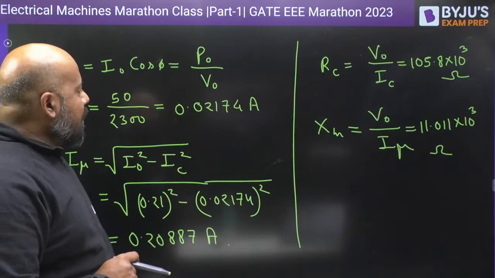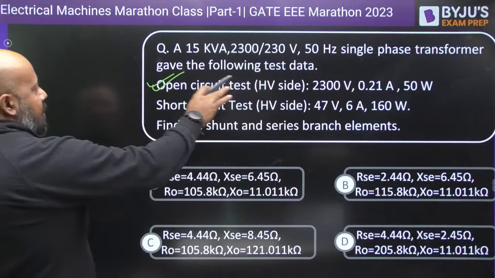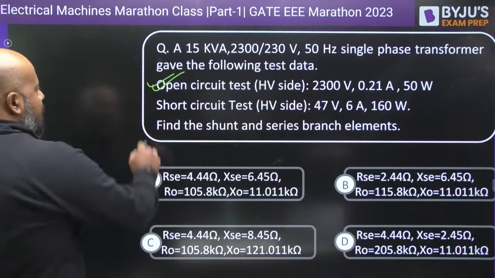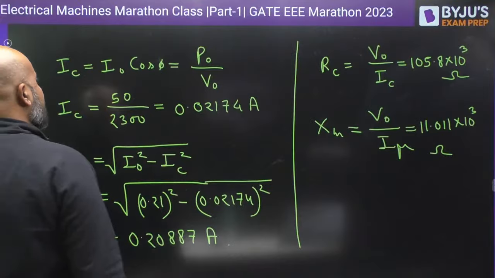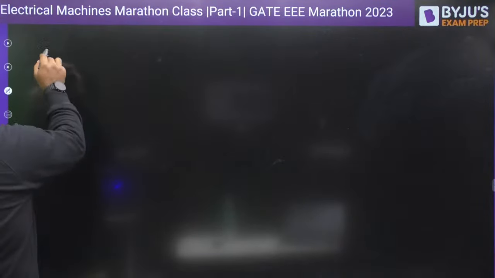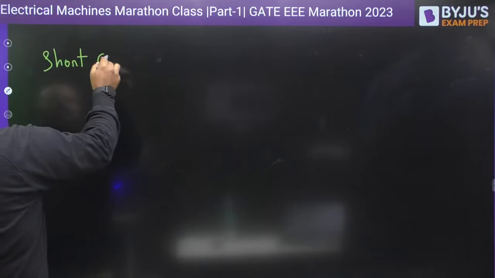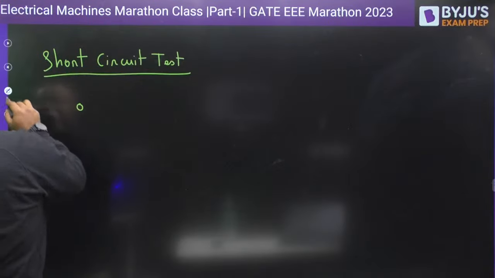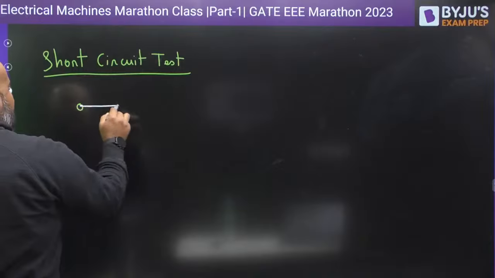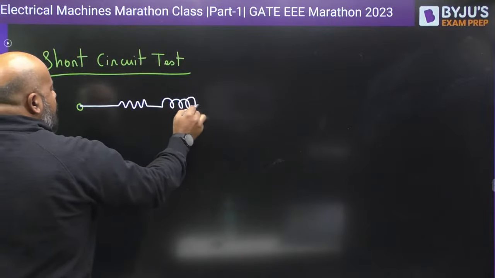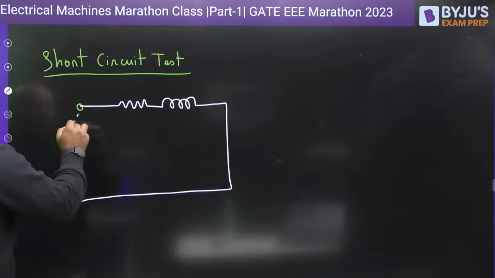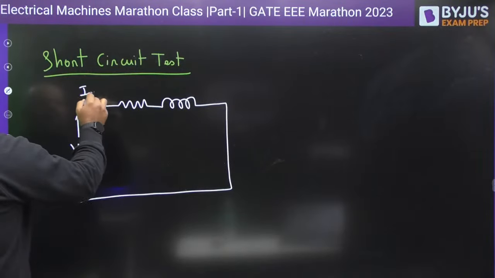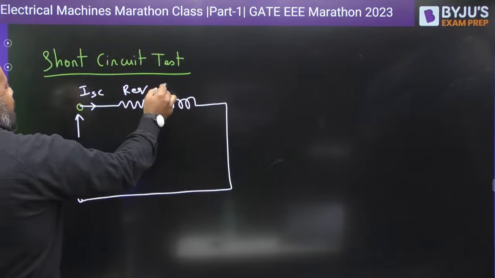Anyways, so now with the open circuit test, you have found the shunt branch element, that is R0 and XM or X0. Now for the short circuit test, how are you going to proceed? For the short circuit test, this is the voltage applied. In case of short circuit test, this is the current, this is R equivalent, and this is X equivalent.